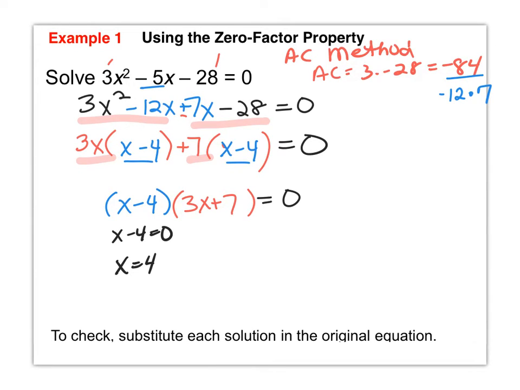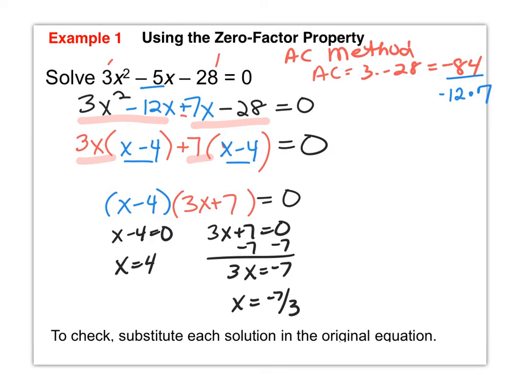We set the second factor equal to 0, 3x plus 7 equals 0, by subtracting 7 from both sides, we get 3x equals negative 7, and then dividing by 3, we get x equals negative 7 over 3. So we have two solutions here, 4 and negative 7/3. Obviously, you want to check to make sure each of those solutions check in the original equation. You can write your answer as these two separate x values. You can also use set notation and write it as negative 7/3 is one answer and 4 is another.